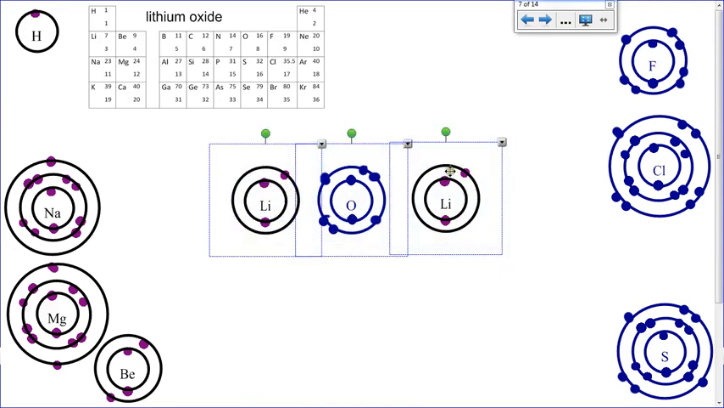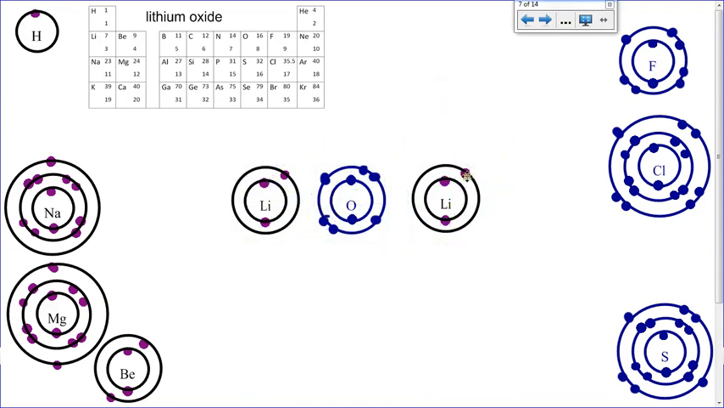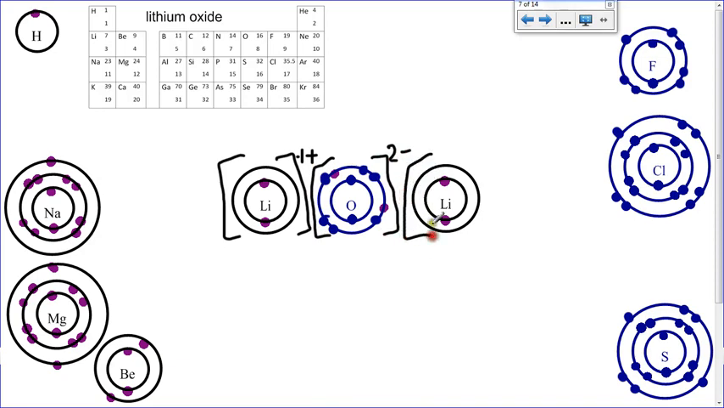So I can show that lithium is going to lose 1 electron. This lithium is going to lose another electron. So now we have a charge on this lithium atom of +1, or 1 plus, because it's got 1 more proton than it has electron. The oxygen has got 2 more electrons than it has protons. And lithium, this one, also has 1 plus.